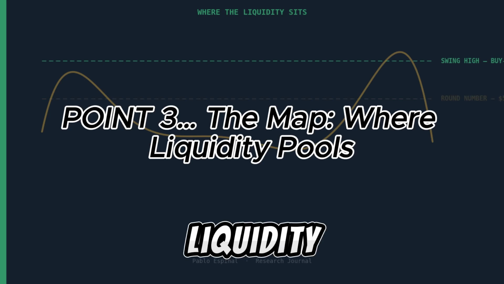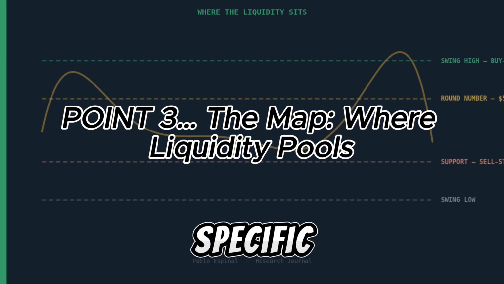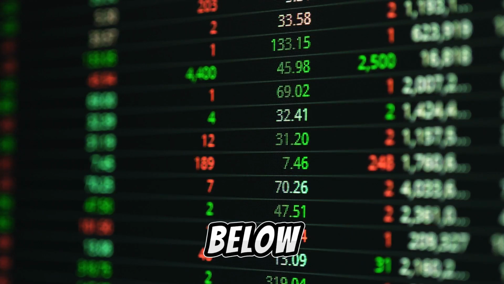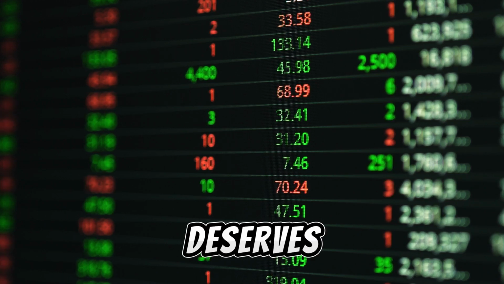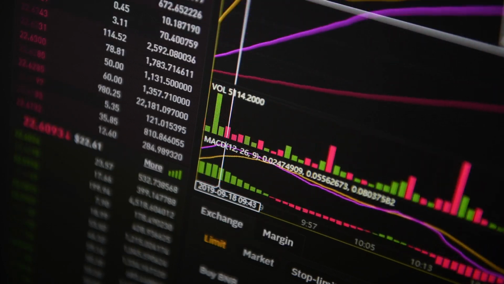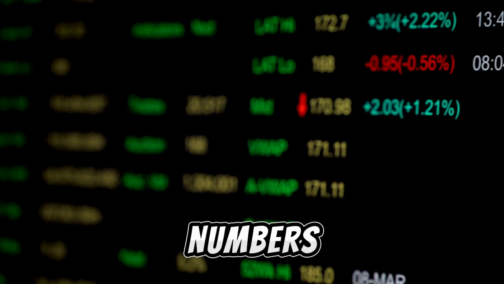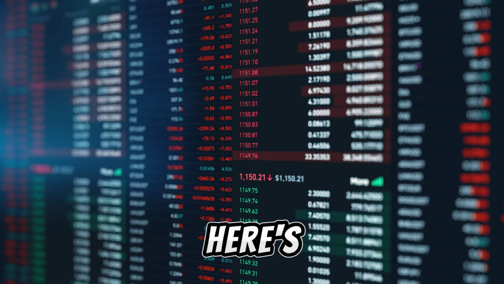Point 3. Liquidity doesn't pool randomly. It has a map. 4 specific locations: just past support and resistance, above swing highs, below swing lows, and at round numbers. The round number rule deserves its own moment. $100, $500, $20,000 on an index. Retail traders cluster stops at round numbers because they're easy to remember. That makes them magnets. Here's the upgrade.